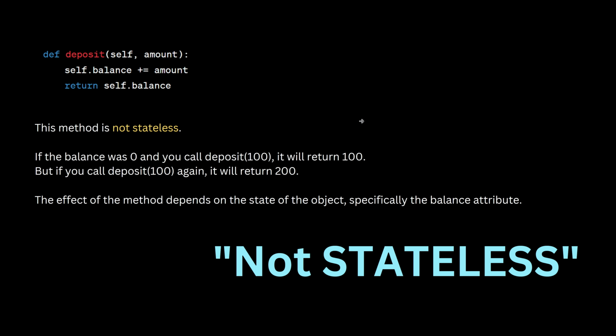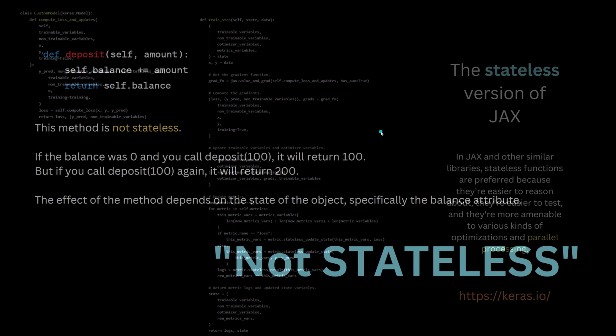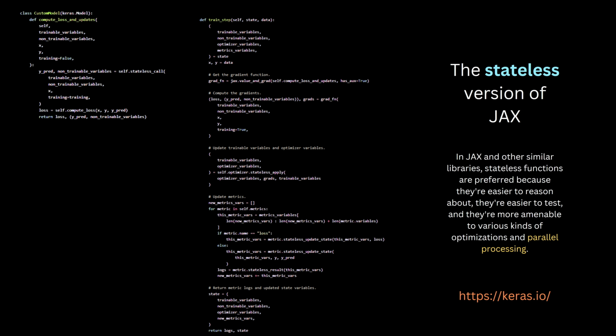So therefore, we want a stateless methodology. If you have seen my video on JAX, you know this is the stateless version, JAX. In JAX and other similar libraries, stateless functions are preferred because they're easier to reason about, they're easier to test, and they're more amenable to various kinds of optimization. Here we look at parallel processing for our AI tasks. For example, Midjourney is running JAX.